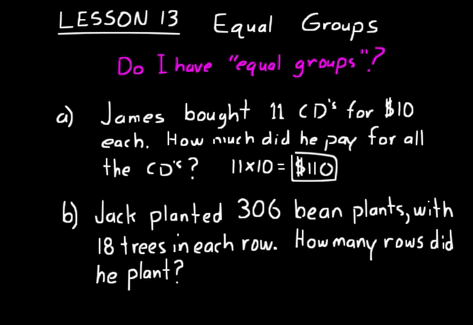Now the question is, how many rows did he plant? So think about it. We know the total number of bean plants, 306. We need to know one of the factors then. If we have the product or the total, we need one of the factors. That's the rows. And so we would say 18 times R for rows is equal to 306. Now remember that division undoes multiplication, so we'll make 18 into a divisor.